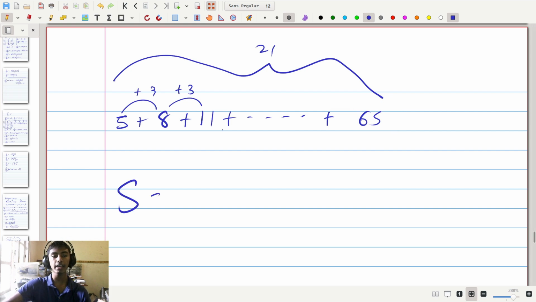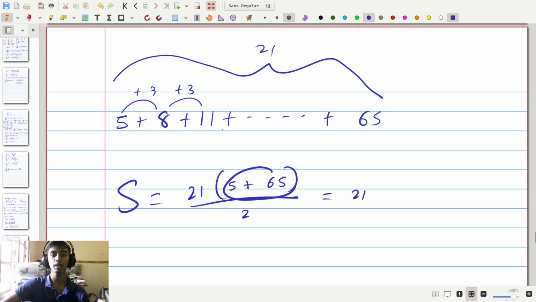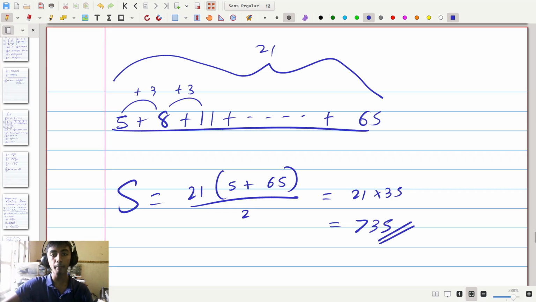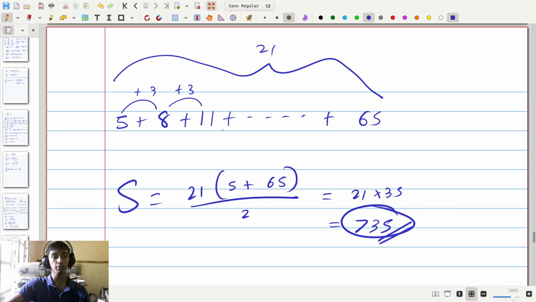Therefore, the sum here, S, is equal to 21 times the first term A plus the last term, which is L, so 65, divided by 2, which is equal to 21 times 5 plus 65, which is 70, divided by 2, which is going to be 35. Writing this out, we can see that 20 times 35 is going to be 700, and 1 times 35 is going to be 35. So therefore, our answer is 735.